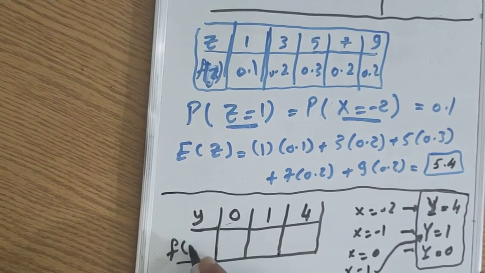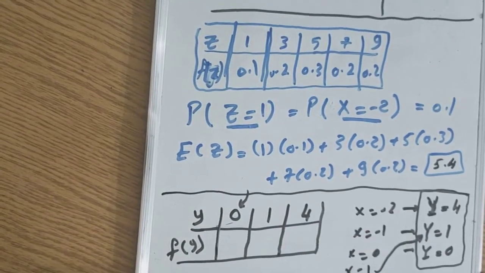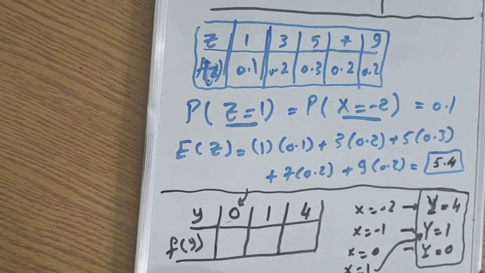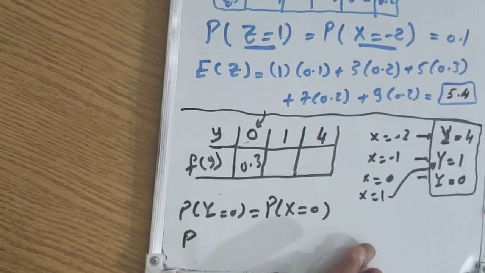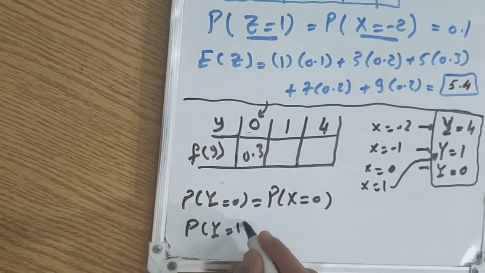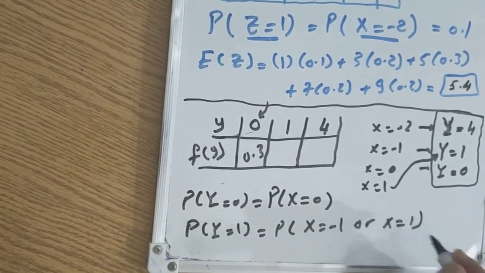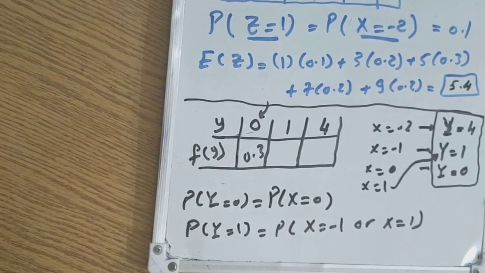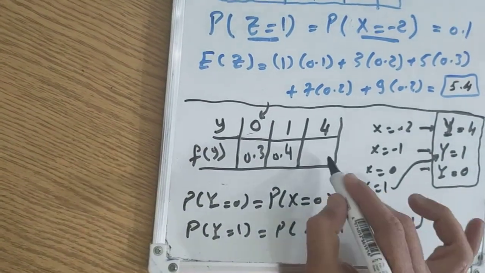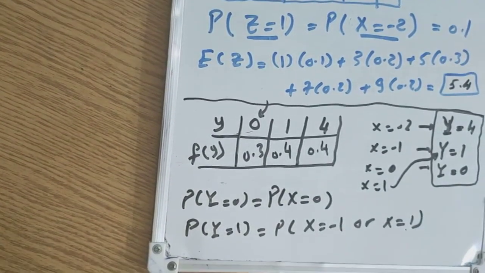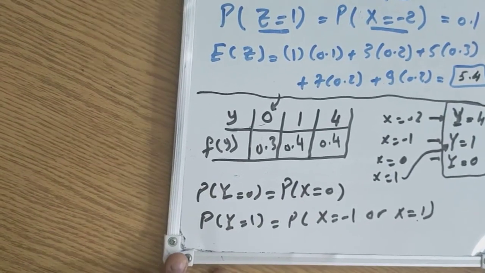To calculate the probability of y, of course, the probability that y equals 0 is the probability that x equals 0, which is 0.3. The probability that y equals 1 is the probability that x equals negative 1 or x equals 1. That's why we need to sum both values, negative 1 and 1, for x. So we have 0.4. And finally, the same for y equals 4, which happens when x equals 2 or negative 2. So that's 0.4.